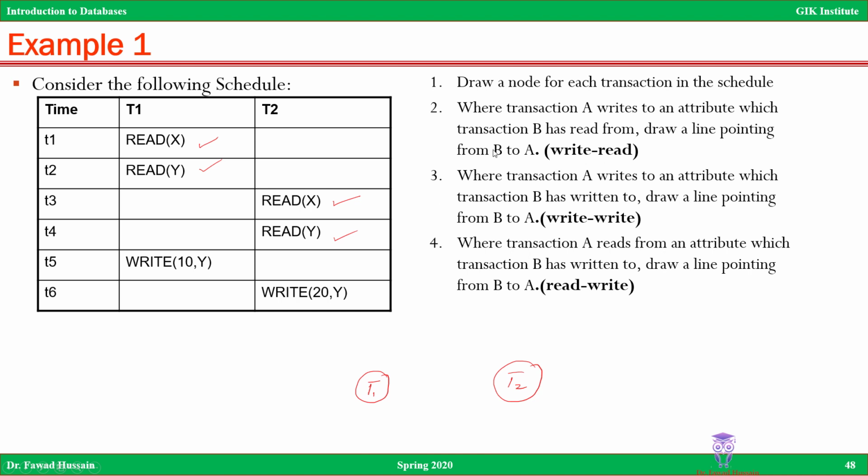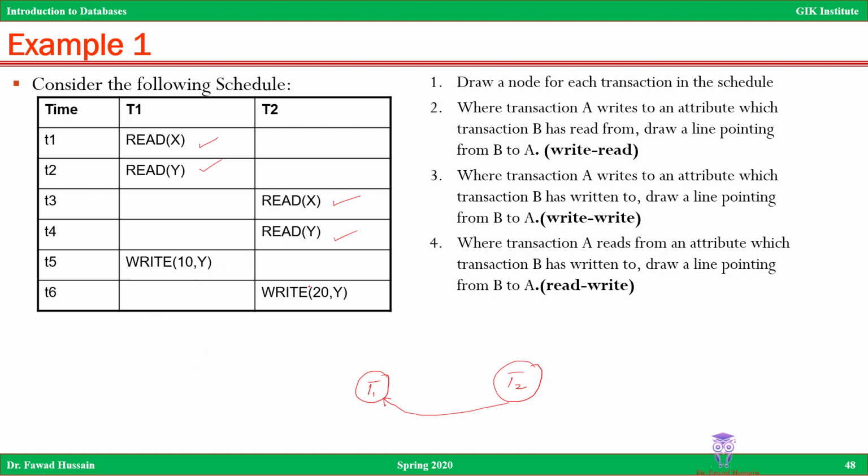which transaction B, which is T2, has read from. T2 has read from Y and T1 is trying to write Y. Now we have an issue. T2 is before, T1 is after. So we are going to draw an arrow like this from T2 to T1. This shows a dependency or a precedence in the fact that this is a conflict.